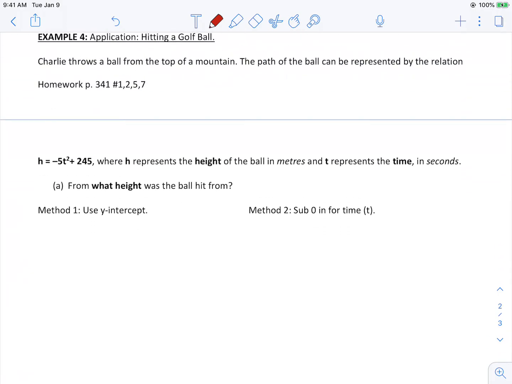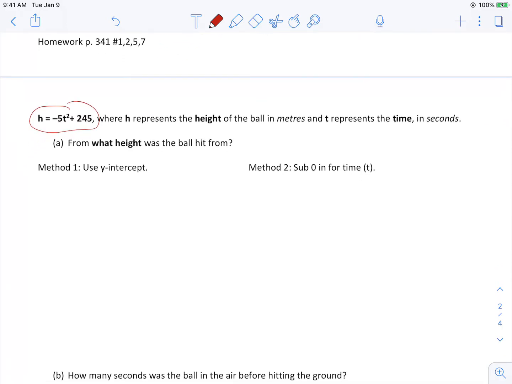Okay, we have Charlie throwing the ball from the top of a mountain. The path of the ball is going to be represented by the relation right here. So it says, from what height was the ball hit from, or thrown from? So we have two methods available to us. Method 1, if you picture this graph, we know that this c value is also our y-intercept. It's the most useful point in our entire equation. So our equation is y equals ax squared plus bx plus c. This is our y-intercept here.